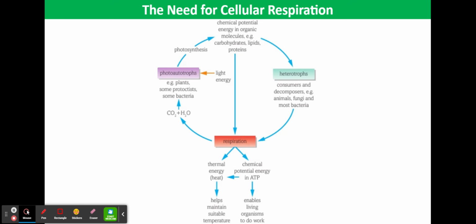Within living cells, atoms, ions, and molecules have kinetic energy, and this allows them to move. For example, when molecules diffuse down a concentration gradient, moving from one place to another, they use kinetic energy to do so. The diagram on the slide in front of you shows the energy transfer between and within living organisms.